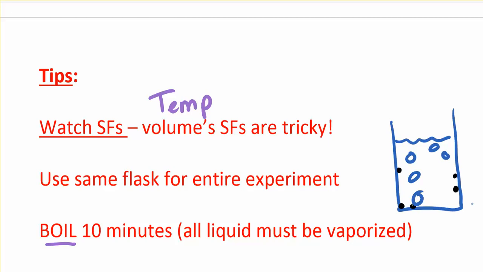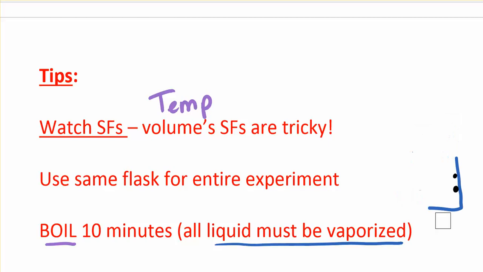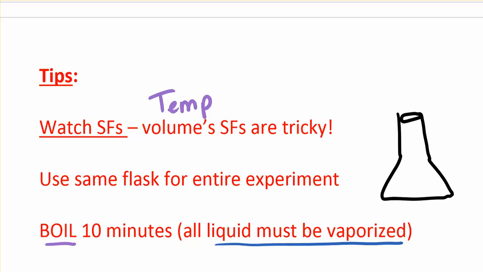And the reason this is so important is that you need to make sure all of your liquid is vaporized. The problem is that you cannot look in that flask and see if there's liquid left in the liquid phase. It's very hard to really detect that. But we know for our unknowns that 10 minutes is long enough to completely vaporize them. Why must they be completely vaporized? What would be wrong if you went to the next step and there were a few drops of liquid left in the bottom?